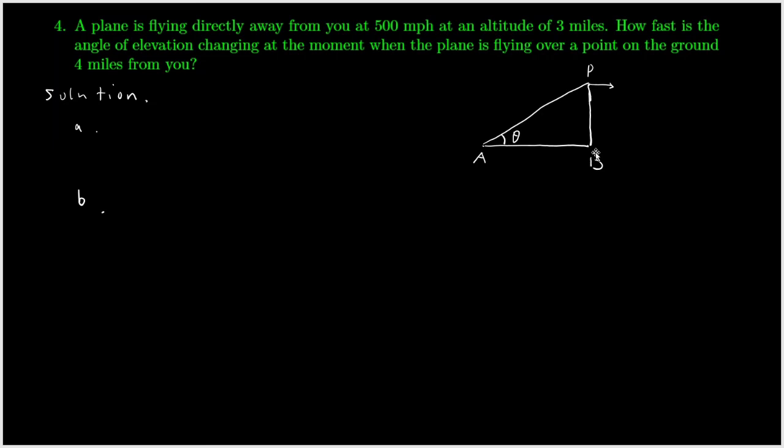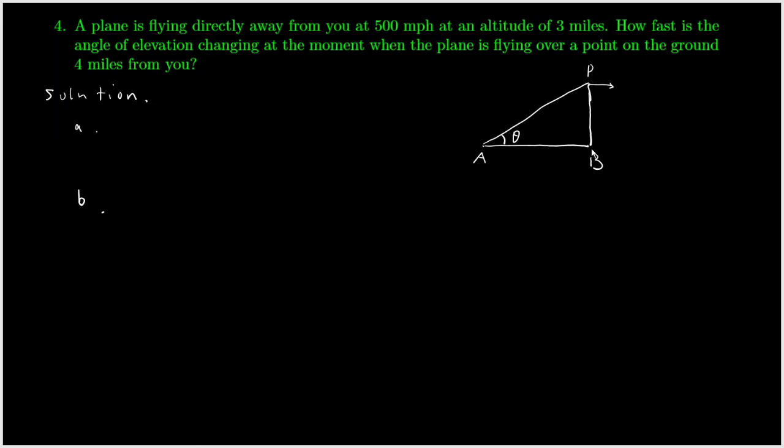So we need to use a notation to represent AB. AB is a changing quantity for which we know the rate of change. And for what quantity are we looking for the rate of change? We are looking for the rate of change of the angle of elevation. By that we mean we are looking for at what rate the angle theta is changing when AB is 4 miles long.